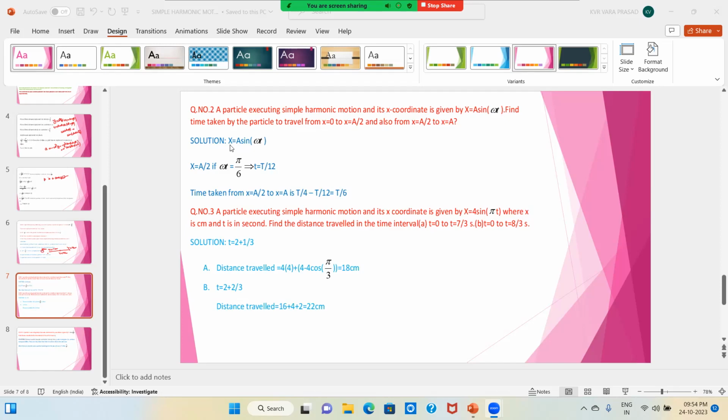So we are given how the position coordinate of the particle is changing, that is x equal to a sin omega t. And we have to find the time taken to travel from x equal to 0 to x equal to a by 2. When t equal to 0, x equal to 0, right? Because sin omega t becomes 0 when t equal to 0. I am writing here.